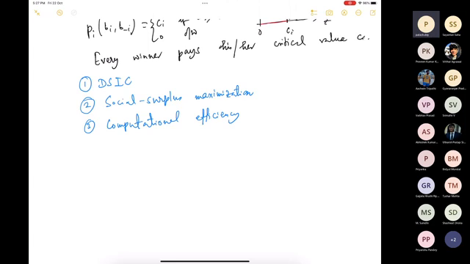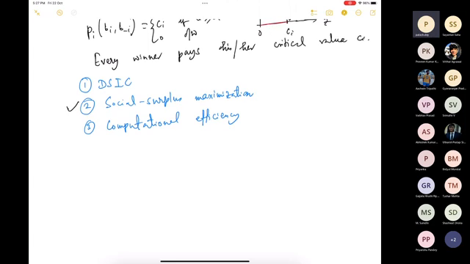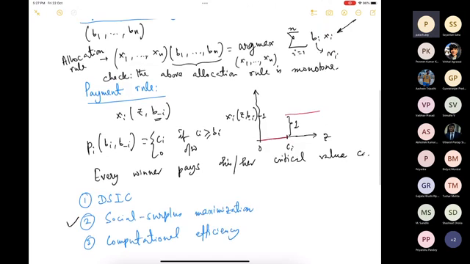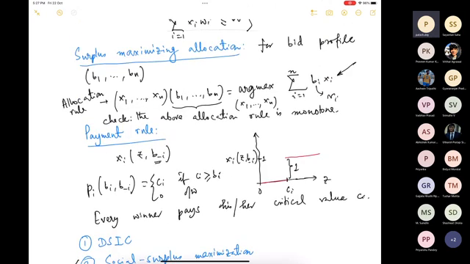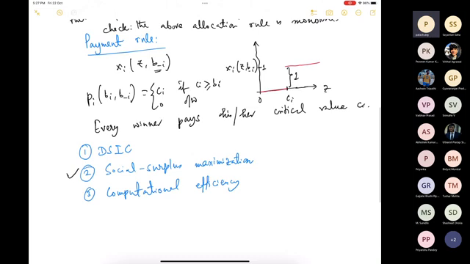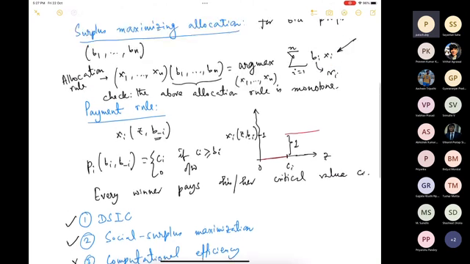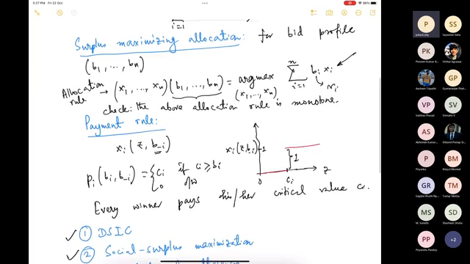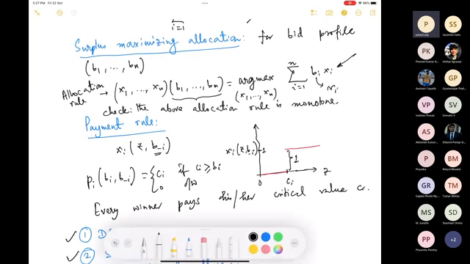Of course, by design, social surplus maximization is satisfied because we are defining the allocation rule to be the allocation which maximizes social surplus. That is from the definition. And because this allocation rule is monotone, from Myerson's lemma it follows that once we implement this payment rule, then it is also DSIC. But this is not computationally efficient. Why? Because this is an NP-hard allocation rule.